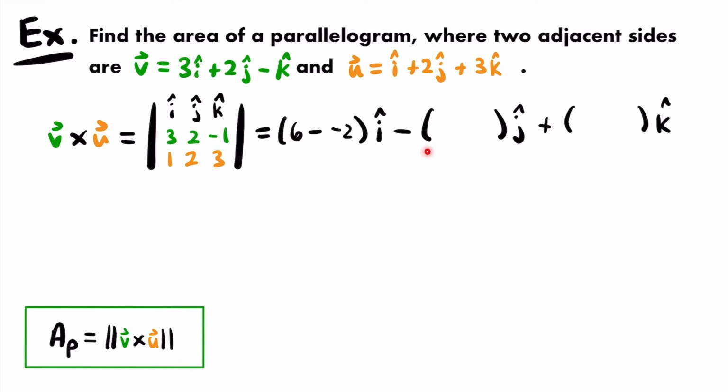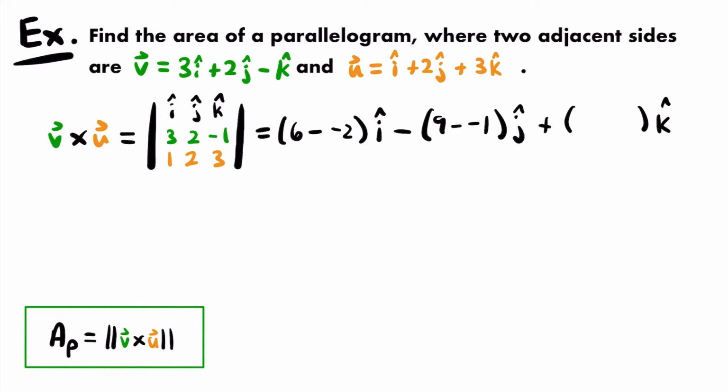Now for this term, for vector j, we're going to be looking at vector j in this 3 by 3 matrix, crossing out the row and the column that j is located in, and then using the remaining four values to calculate a 2 by 2 determinant. So we'll have 3 times 3 minus -1 times 1. 3 times 3 is 9, so we have 9 minus -1 times 1, which is -1.